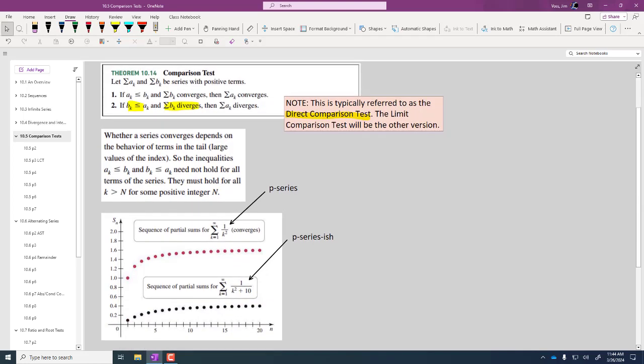So we'll talk about the details of the comparison test on Thursday. Read ahead though, just to get an idea, because it can be a little complicated, but based on pretty simple ideas. Smaller than converging converges, bigger than diverging diverges.